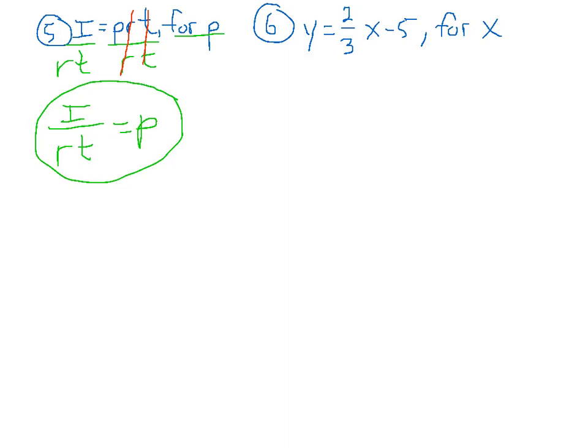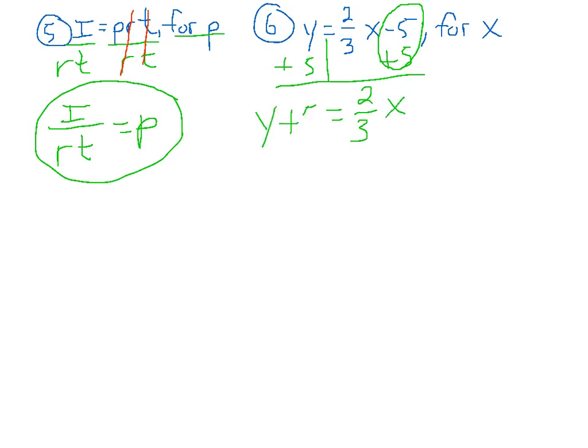In number 6, we have the equation y equals 2/3 times x minus 5. Well, x is being multiplied by 2/3, and it also has 5 being subtracted from it. We're going to start by undoing the subtracting by 5, so we're going to add 5 to both sides. On the right, when you put those together, you get 0. So what remains on the right is 2/3 times x. On the left, those are not like terms, so we have to leave it as y plus 5.